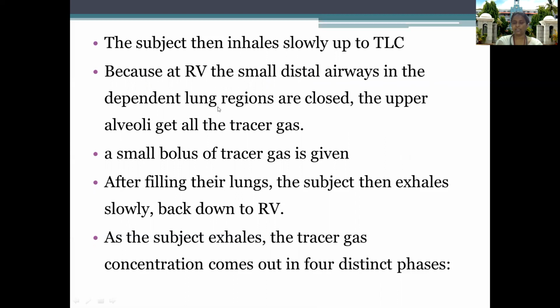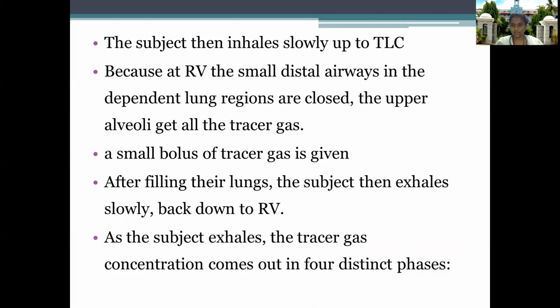The subject then inhales slowly up to TLC, the total lung capacity. Because at the residual volume, the small distal airways in the dependent areas of the lungs have closed, the upper alveoli actually get the maximum amount of tracer gas. The tracer gas here was a bolus dose of xenon. After filling their lungs, the subject then exhales slowly back down to RV. As the subject exhales, we have a sensor which measures the tracer gas concentration.